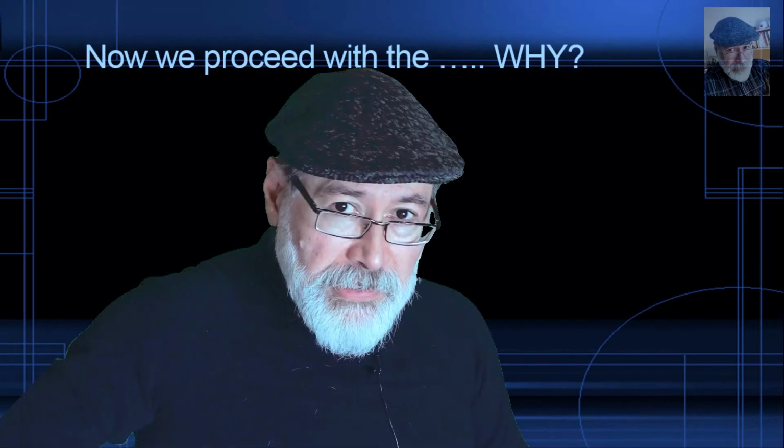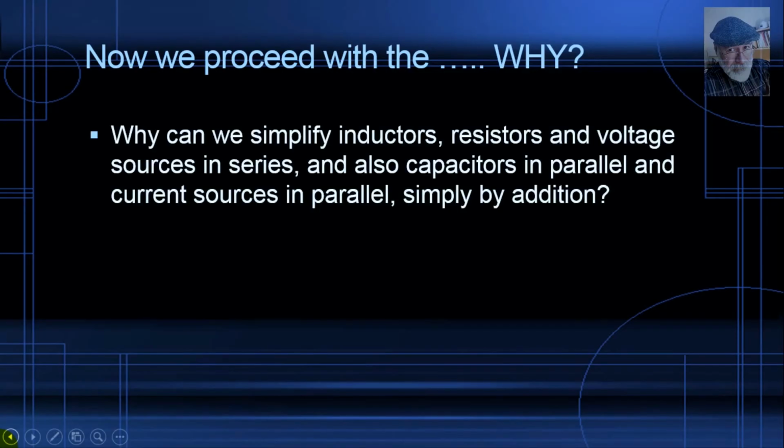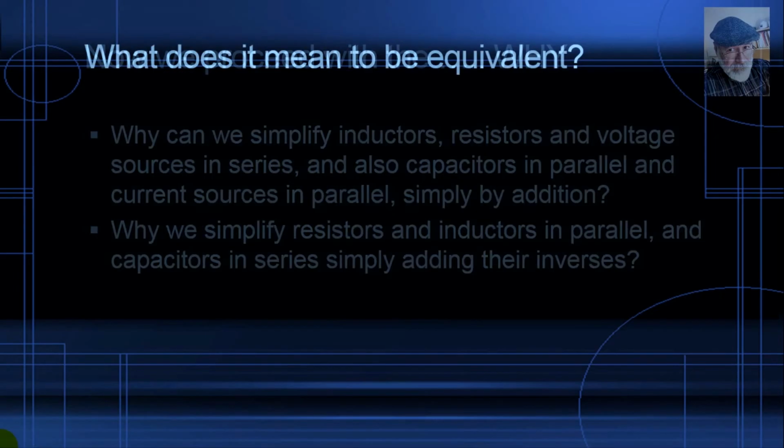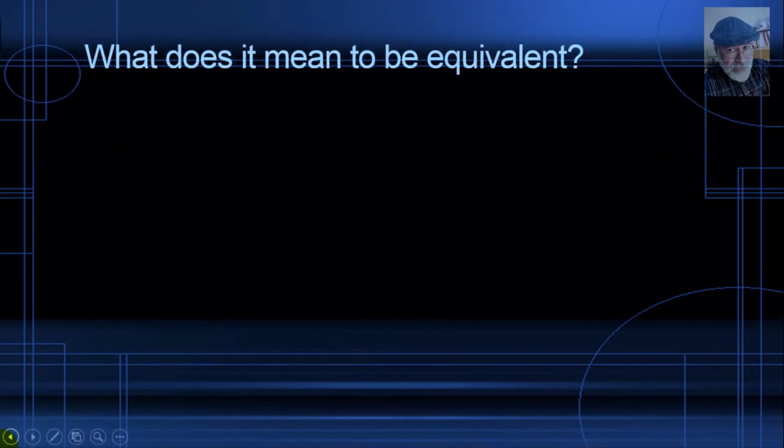Now that we have seen how we simplify elements in series, how we simplify elements in parallel, it's time for us to justify why we do things that way. How is it that we add resistors in series? How is it that we add the inverses of resistors in parallel, etc.? Let's begin with answering a basic question. What does it mean to say that this is equivalent to that?